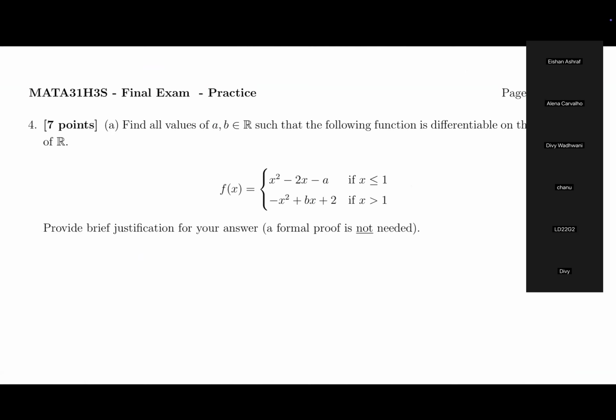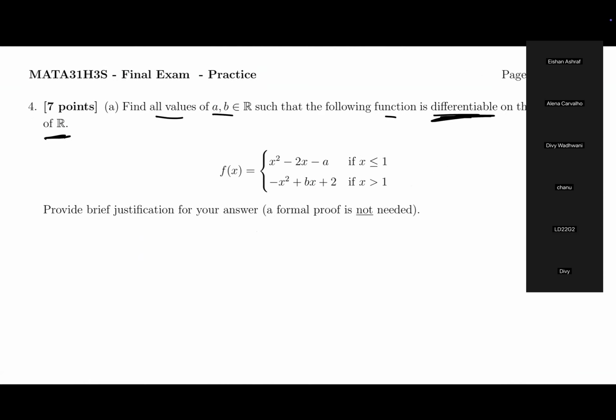Here we have to find all the values of a and b such that the following function is differentiable on the whole of R. For differentiability, the very first thing we need to check is whether the function is continuous. So let's do that.